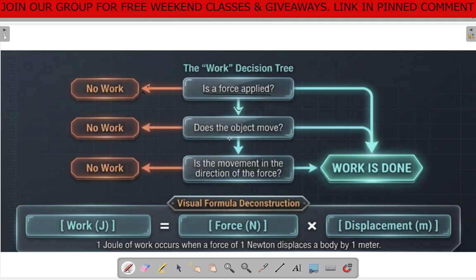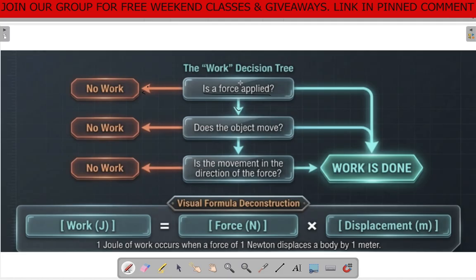So the object can move, but it can move in the direction of force, or it can move in a direction perpendicular to the direction of force applied. So there can be two cases again. If the object is moving in the direction of force, then only work is said to be done. If it does not move in the direction of force, then we can say that there is no work being done. Right? So work is equal to force times displacement. That is what we already discussed.